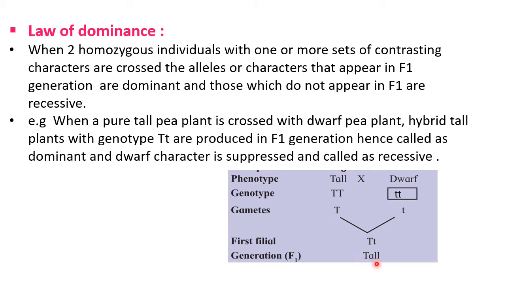The tall character is called dominant, while the dwarf character does not appear, it is the recessive character, and it does not appear in F1 generation. Hence it is called recessive. So according to Mendel, the law of dominance means when there is a cross between two pure parents differing in one or more pairs of contrasting characters, the character which appears in the first generation is called dominant, and the character which does not appear in F1 generation is called a recessive character.